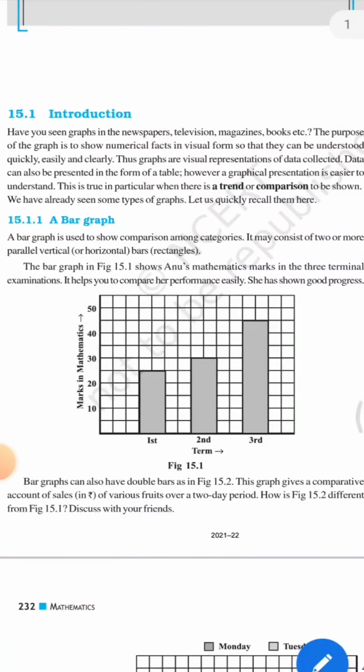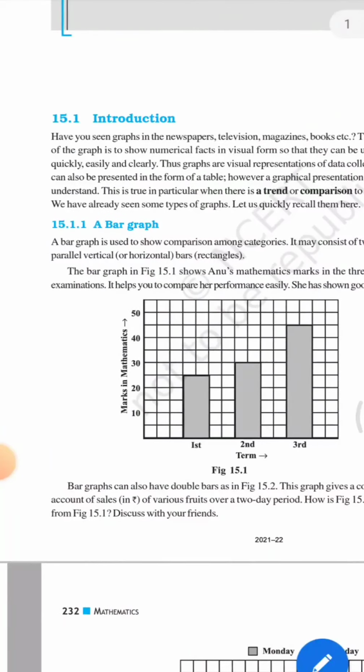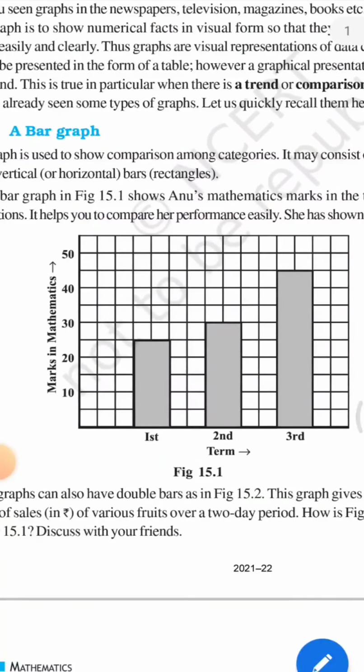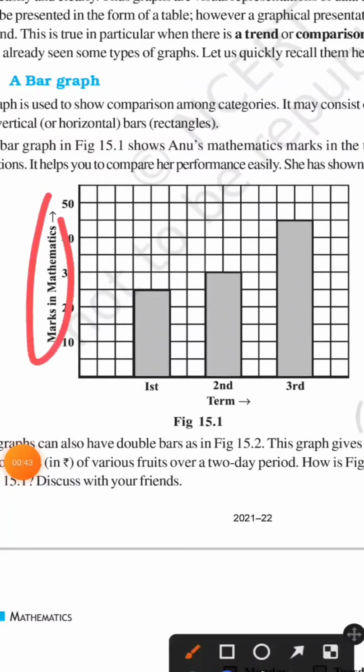A bar graph is used to show comparison among categories. It may consist of two or more parallel vertical or horizontal bars, rectangles. See here, a bar is in first bar, second bar, third bar. You can see marks in mathematics. You can check here marks in mathematics. The peak point of this bar is between 20 and 30, so around 25, and this one is up to 30, and this bar is showing the data of 45 because it is situated in between 40 and 50.